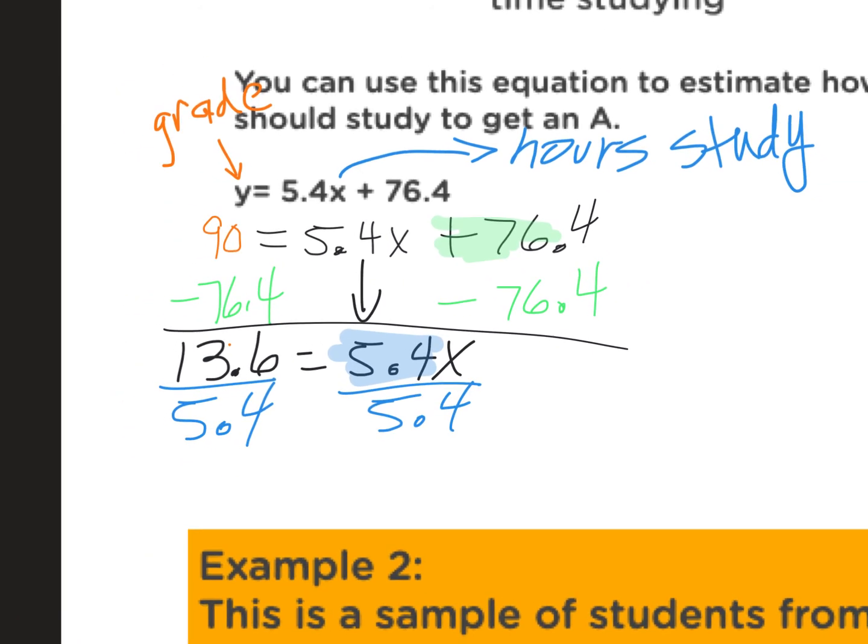2.5. So somebody help me out. Yeah, it's like 10 point something, or no, I mean 2 point something. So 2.52, we'll just round it to 2.5. So if you want to earn an A on your test, you would have to study for approximately 2.5 hours in order to get an A.